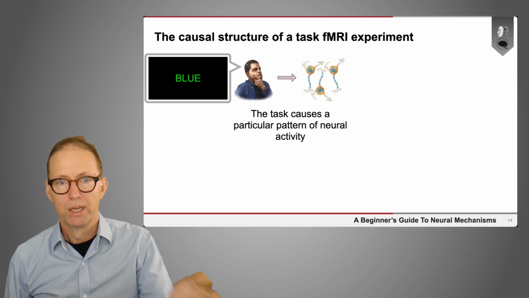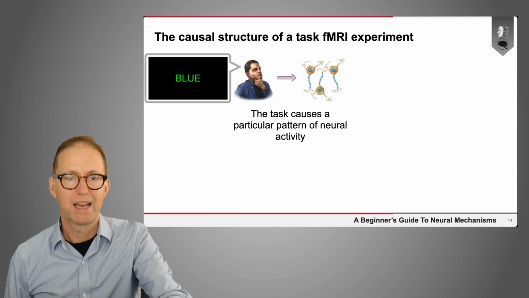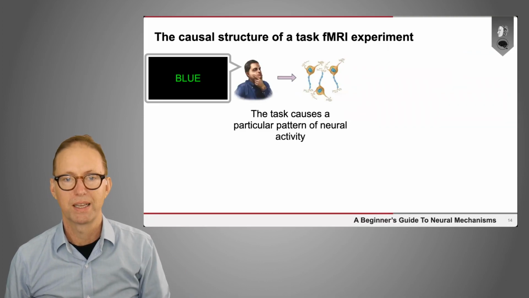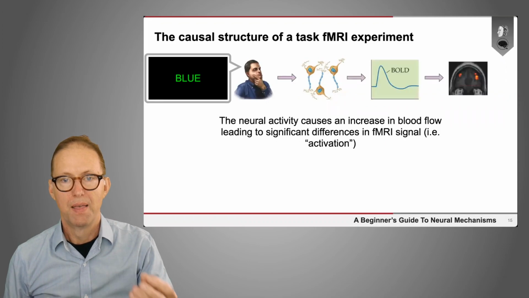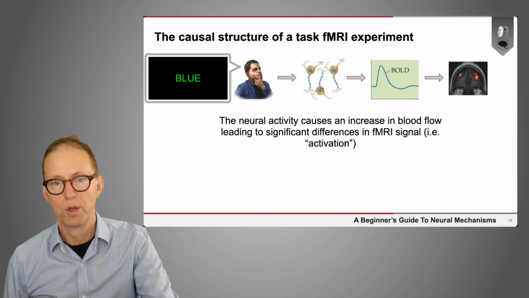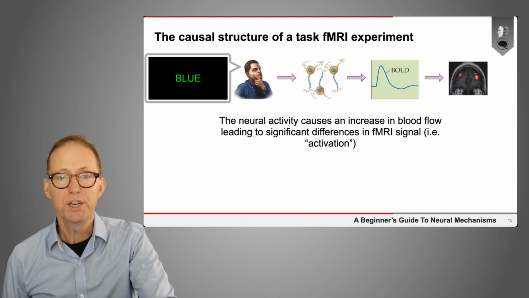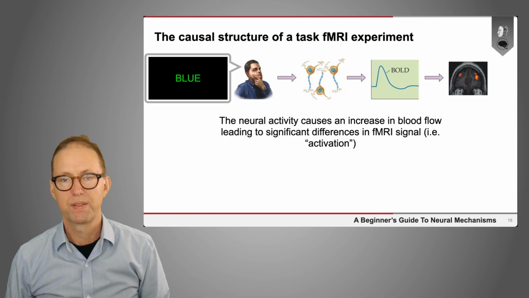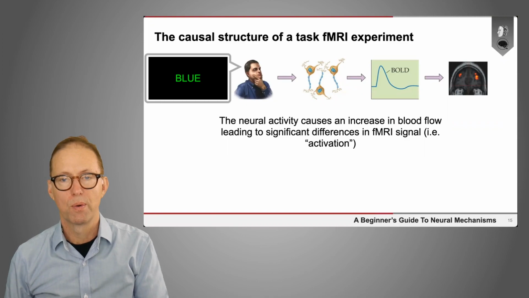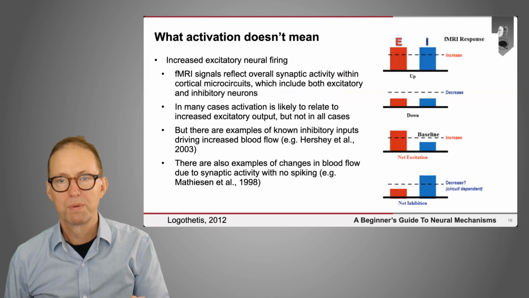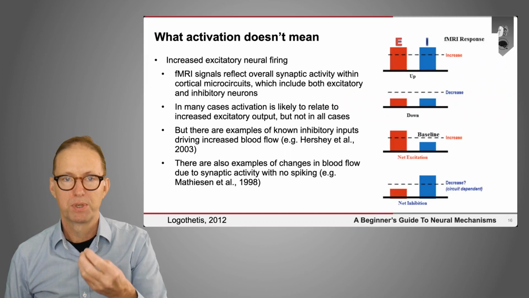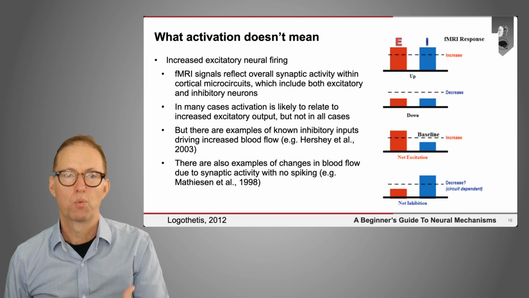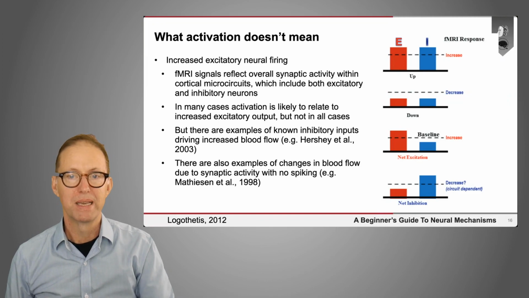When I give the person a task, that causes a particular pattern of neural activity, right? So there's causation there by my task. And this causes an increase of blood flow, right? Again, there's causation here that ultimately gives rise to that activation pattern. So it's not fair to say that there's no causality going on. What's more important is whether we can infer the causal impact of a particular region. So first, let's ask, what is it that activation does or doesn't mean?